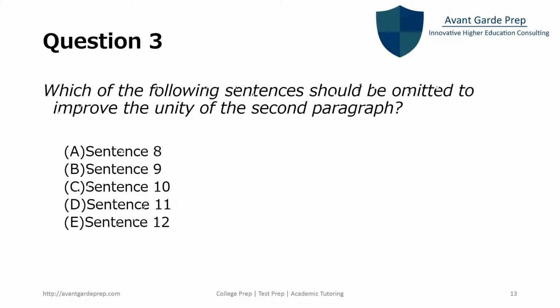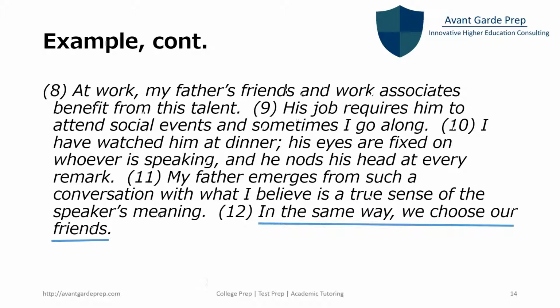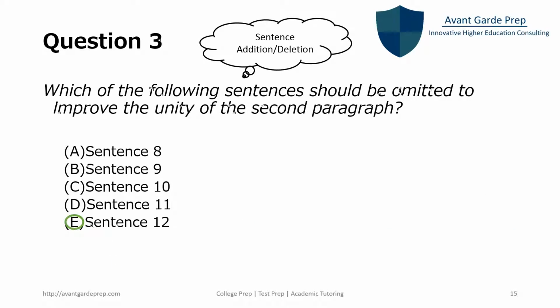Okay, next question. Which of the following sentences should be omitted to improve the unity of the second paragraph? And before we can look at those, we need to look at the second paragraph again. So now this is a sentence addition or deletion. We're looking to delete one of the sentences that just doesn't make sense with the rest of the ideas in the second paragraph. Oh look, we already have something underlined. Oh, and that's what we said. In the same way we choose our friends. It seemed off, seemed out of place. So look, our note-taking has saved us some time here. It's going to be sentence 12.